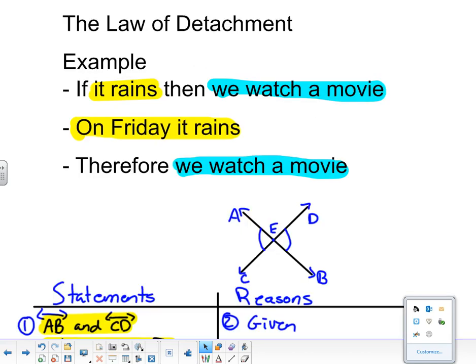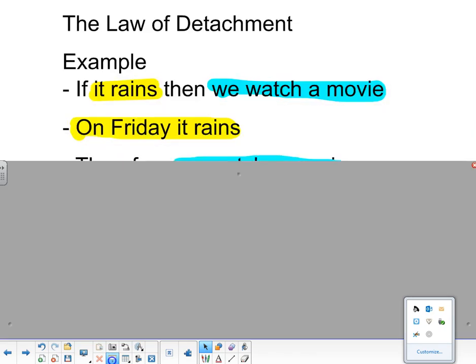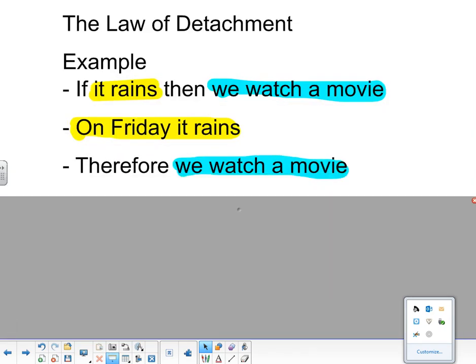So this is not in your note packet, but I wanted to show you kind of what law we're using when we do these proofs. If you study logic, it's called the law of detachment. So here's an example. If it rains, then we watch a movie. Okay, so if it rains, the part after the if is called our hypothesis, and the part after the then is called the conclusion. So the hypothesis is it rains, the conclusion is we watch a movie.